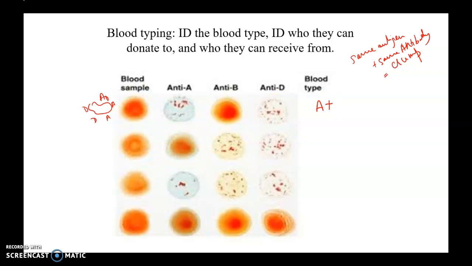Similarly, if you look at the second sample, with anti-A, no clotting. With anti-B, there is clotting. So it has to be same antigen, same antibody, right? So B. And also when you add anti-D, there is clotting. So there has to be D, same antigen, same antibody. So this person is B positive. Using this logic, I want you to solve the third and the fourth blood samples. And you might get a question like this on your exam.